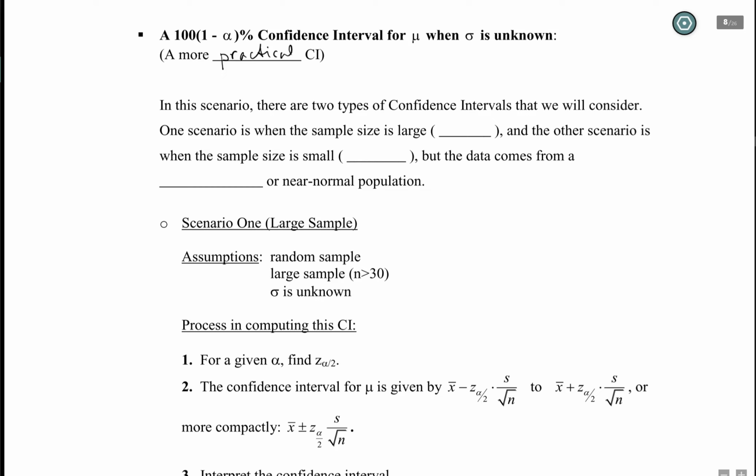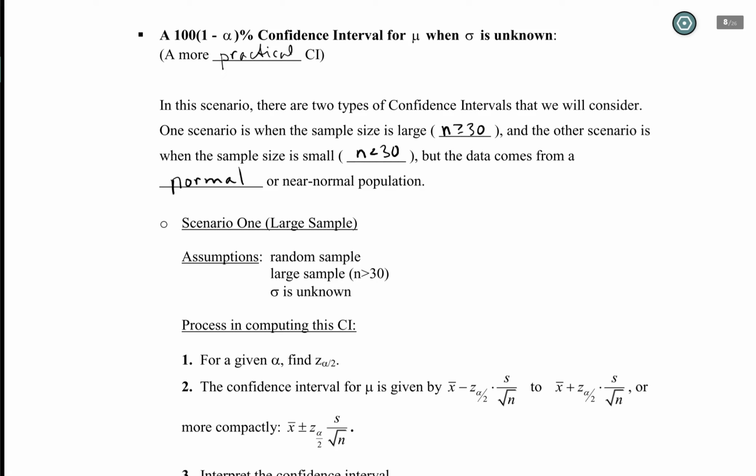And in this scenario, there are two types of intervals that we will consider. One, where the sample size is large, that is, where n is at least 30, bigger than or equal to 30. And the other is when the sample size is small, that is, n is less than 30. And this may remind you of the central limit theorem. That was kind of the threshold we set for invoking the central limit theorem. Those two scenarios, large sample size, small sample size, but in the second scenario, the data comes from a normal or a near normal population.